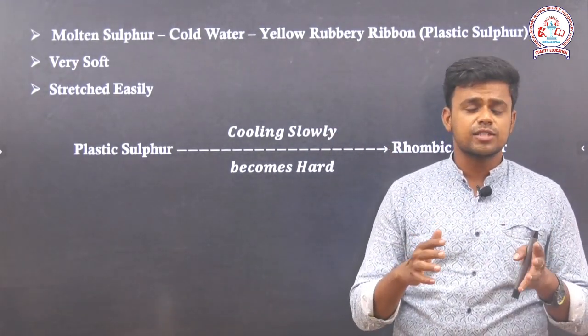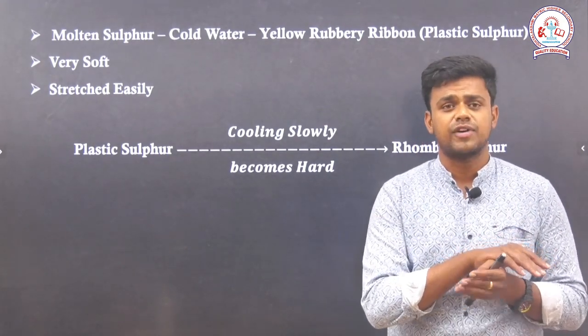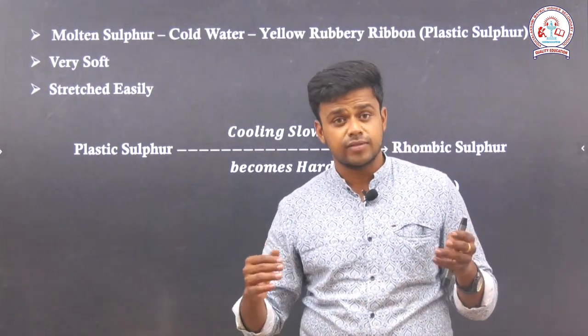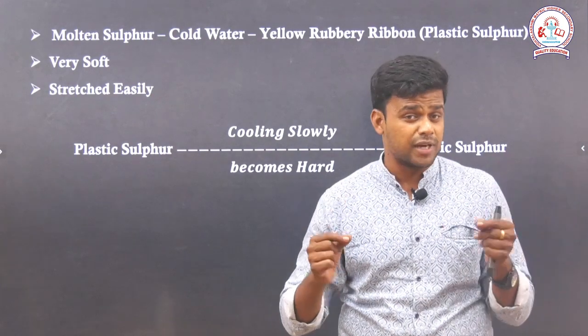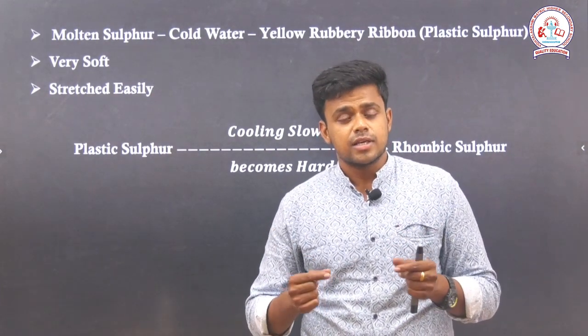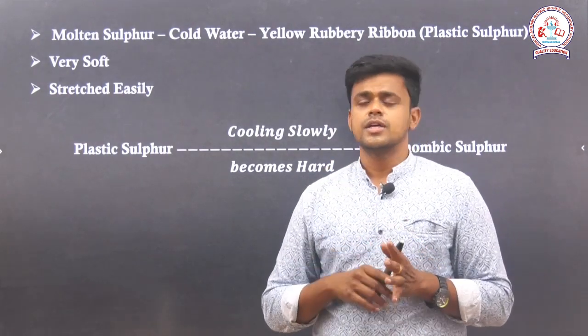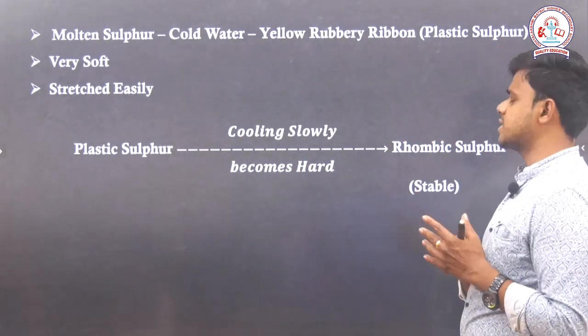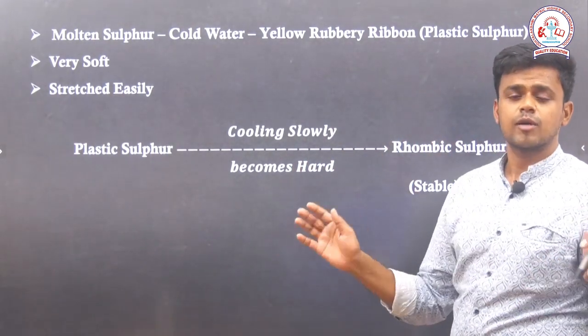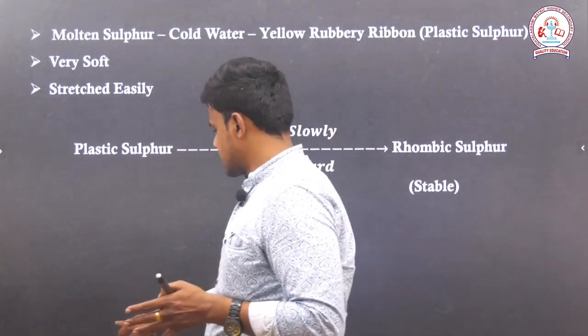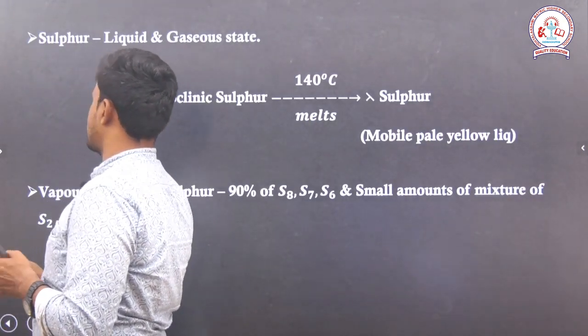How do we get this rhombic sulfur back from the plastic sulfur? By cooling it slowly. Plastic sulfur is a yellow rubbery ribbon, very rubbery, stretched easily and very soft. On cooling down, definitely it becomes hard. So, it will turn into rhombic sulfur, which is quite stable. So, this is regarding the allotropic forms.